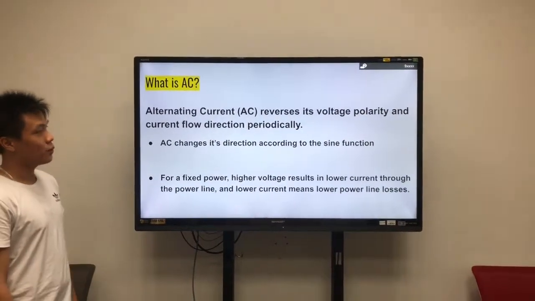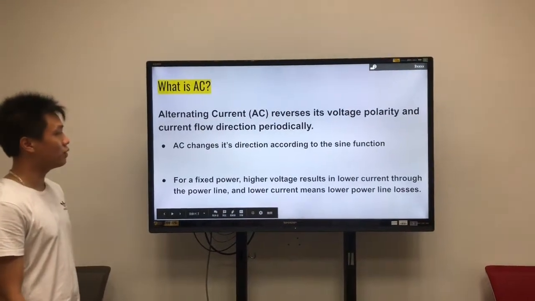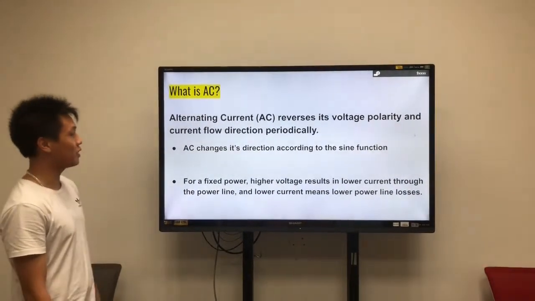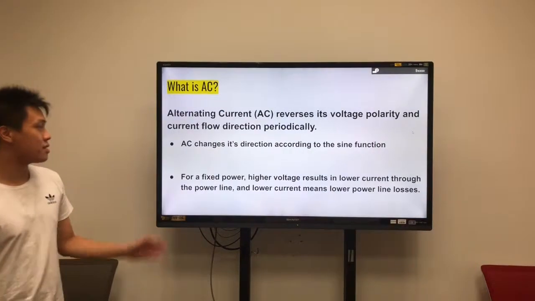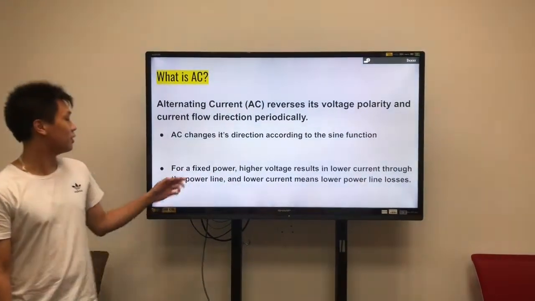Now we are talking about AC and DC. Alternating current periodically reverses polarity and current flow direction. AC changes its direction according to the sine function.